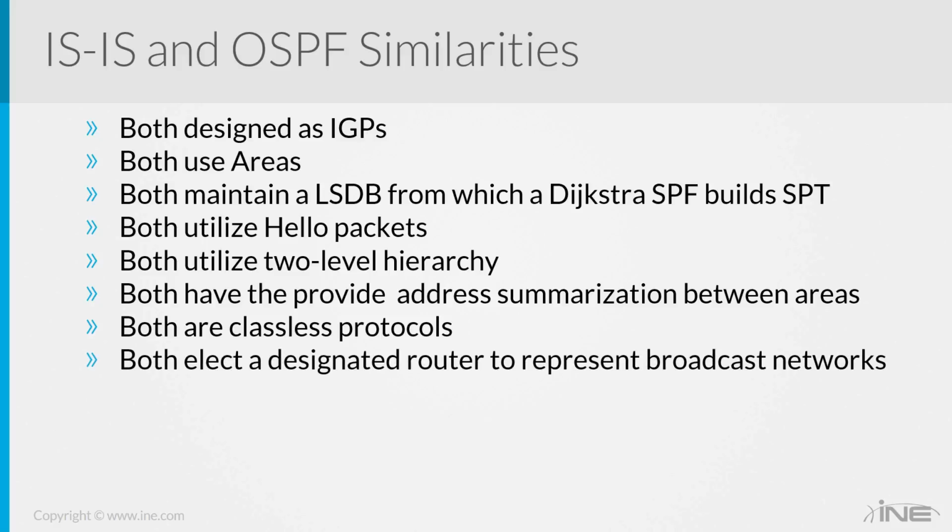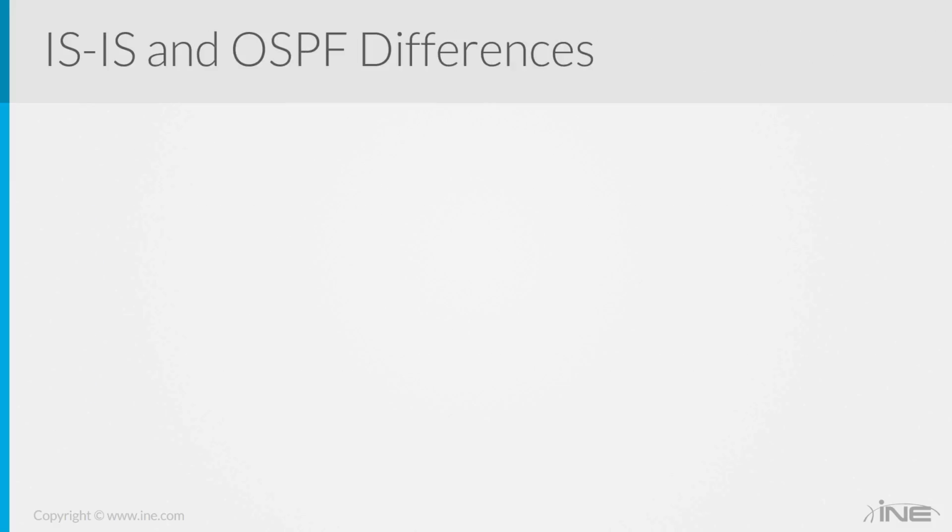Both select a designated router to represent the broadcast networks, so you know how a DR works. The designated intermediate system works exactly the same way. And both have authentication capabilities. So you can authenticate the hello and the LSP on IS-IS, and that's what we will take a look at a little bit down the road. Some of the differences. Yes, there are differences. Not many, but they are there.